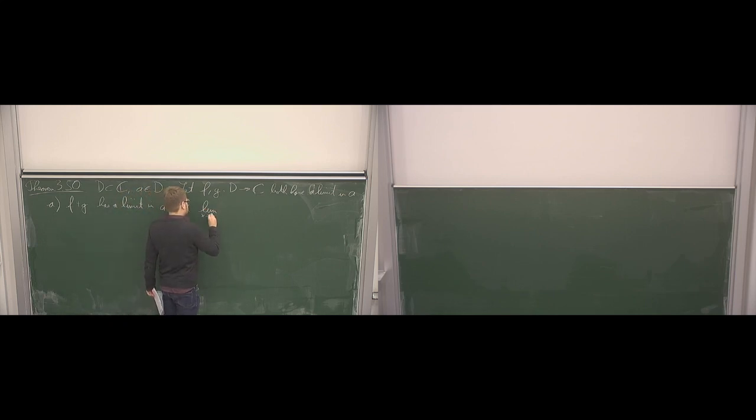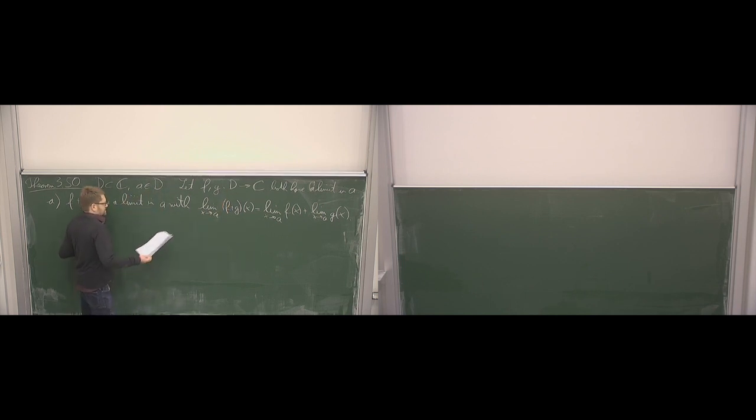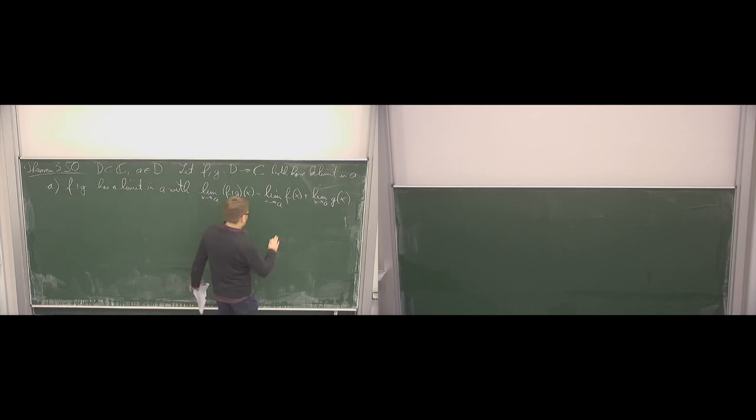So limit of x to a of (f plus g) of x is the same as limit of x to a of f of x plus the limit of x to a of g of x. Okay, so keep in mind f and g do not have to be continuous or something. We just assume that they have a limit in this point a. But basically the proof would be the same as showing this for continuity in a.